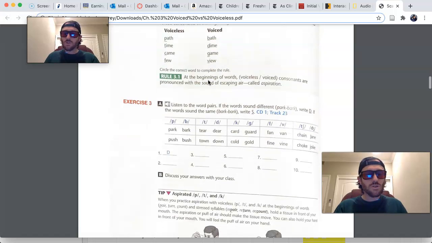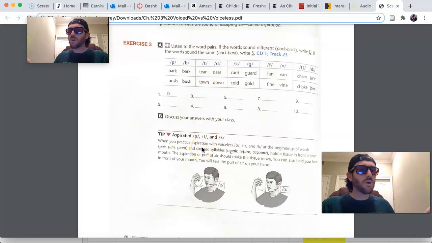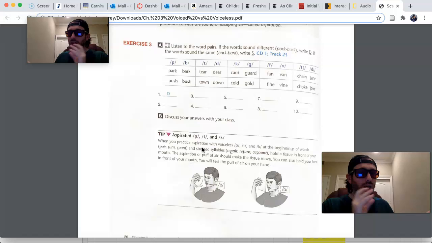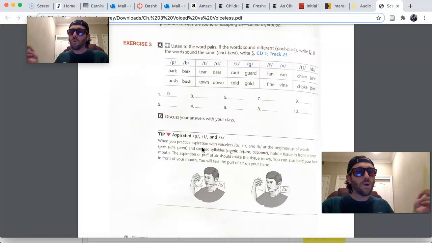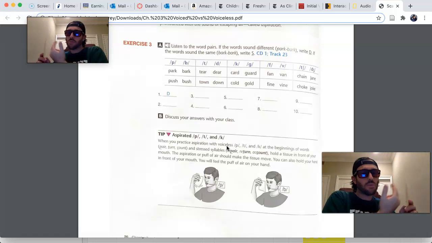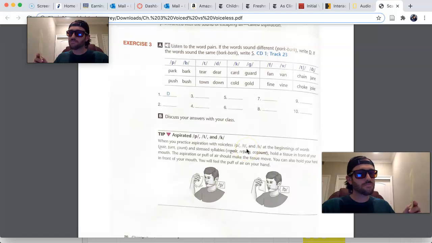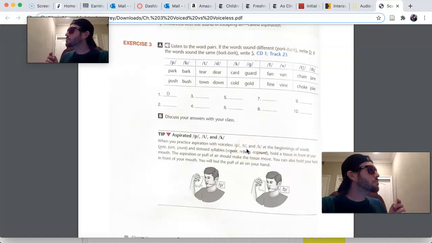You can always, as it shows at the bottom here, if you want to check, when you practice aspiration, the escaping of air, with voiceless consonant sounds at the beginning of words, you could use a piece of paper or a tissue, something very soft, and the tissue or paper should move with the puff of air, the aspiration that's used with these voiceless consonant sounds. Have a listen.